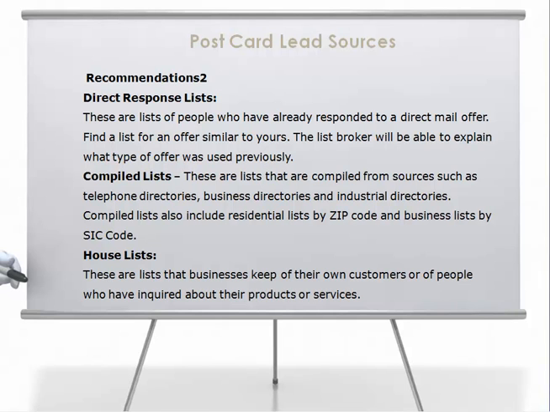Compiled lists. These are lists that are compiled from sources such as telephone directories, business directories, and industrial directories. Compiled lists also include residential lists by zip code and business lists by SIC code. A house list. These are pretty good too. These are lists that the business keeps for their own customers or people who have inquired about their products or services. Well, I'm just going to leave it right there.